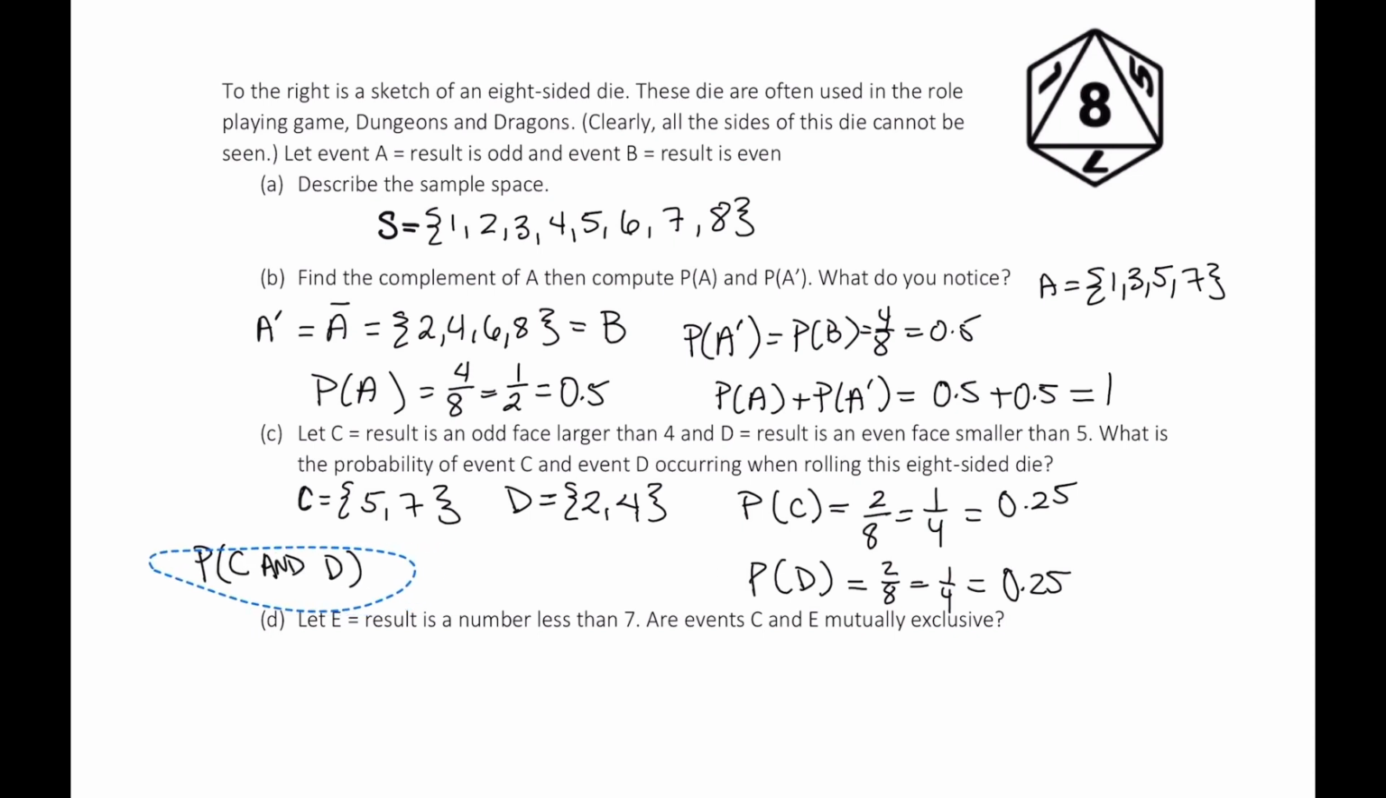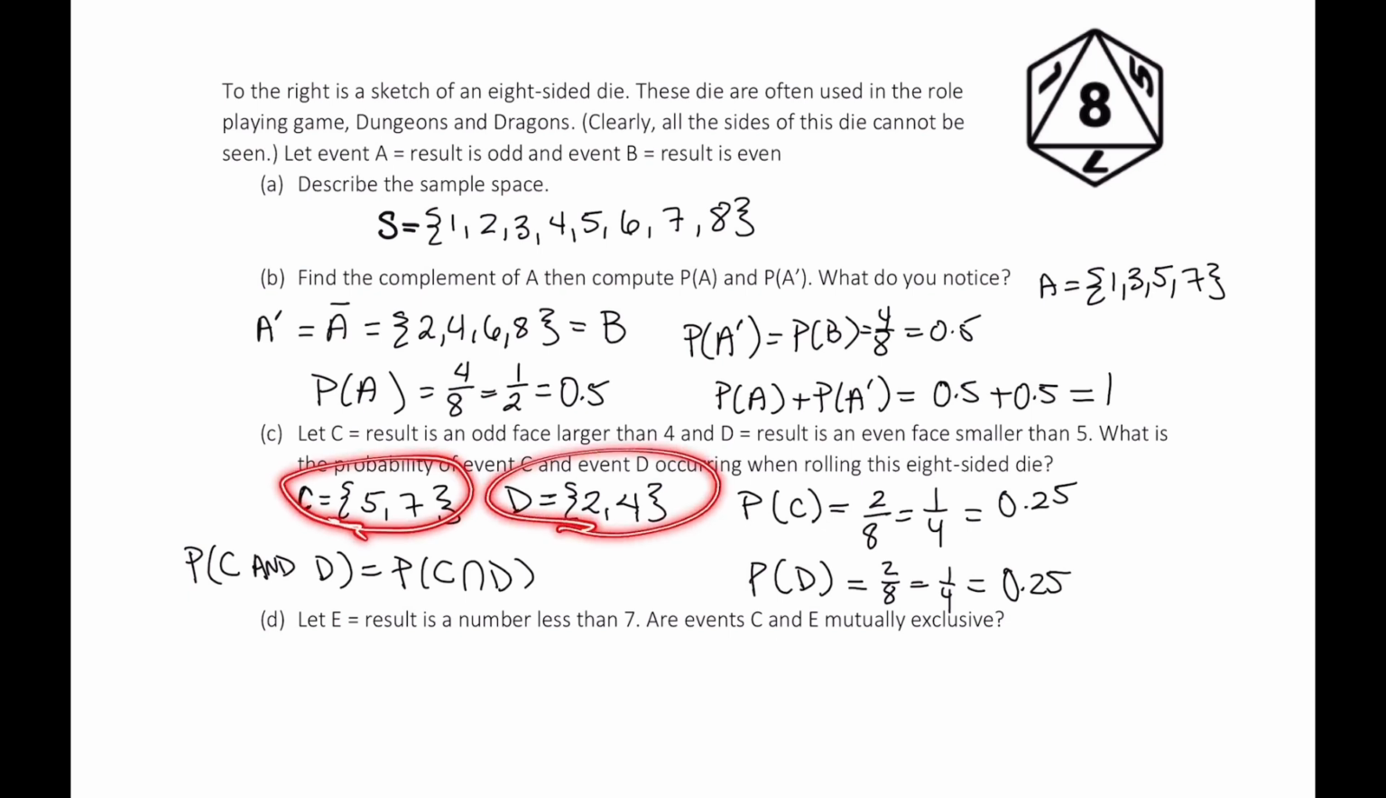A way to equivalently denote this is the probability of C and D. Well, what's the probability that we roll both an odd face larger than 4 and an even face smaller than 5? Well, it's 0. These events cannot occur at the same time, so they're mutually exclusive. There we are. Events C and D are mutually exclusive.